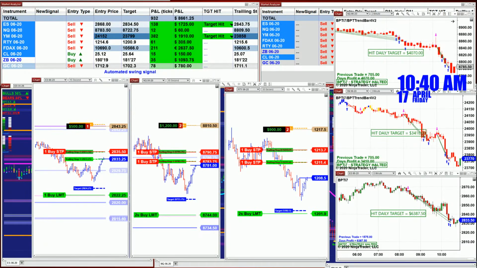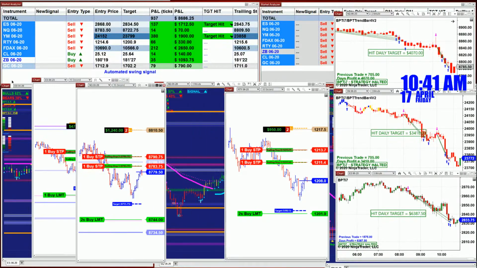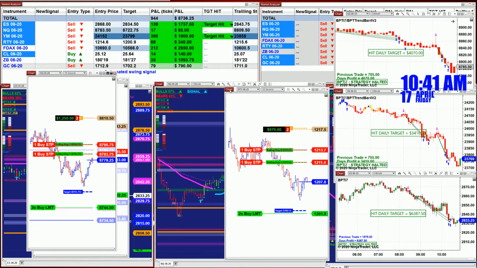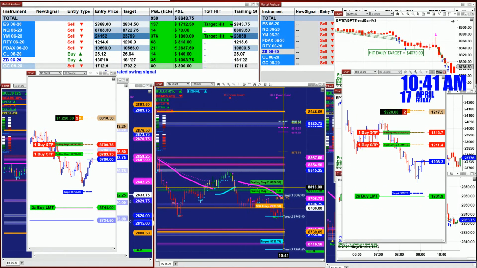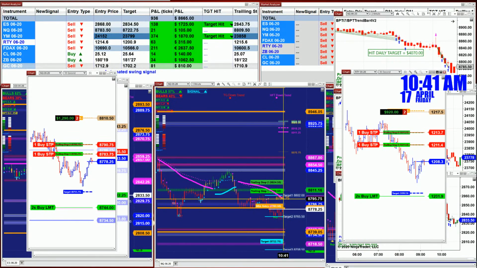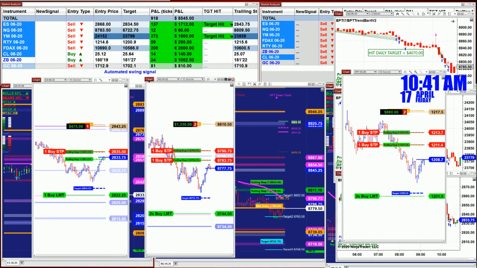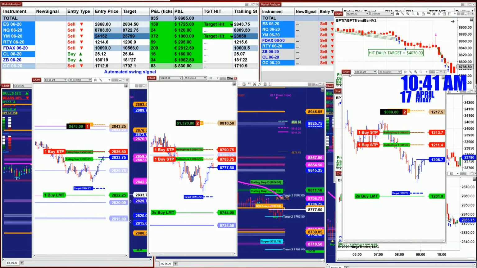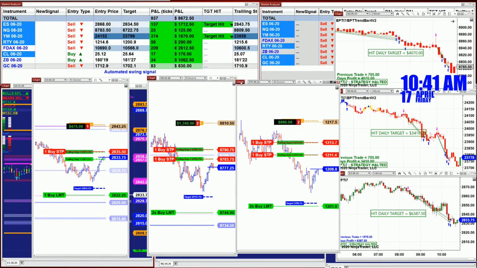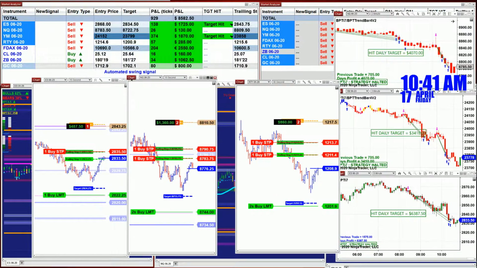Okay, if we want to examine what's going on in the NASDAQ, let's look at the NASDAQ situation. There is a re-entry point on the NASDAQ, 87.95.75. It's right there. So it's not over yet, and the auto trade is moving the trailing stop based on the fibs.